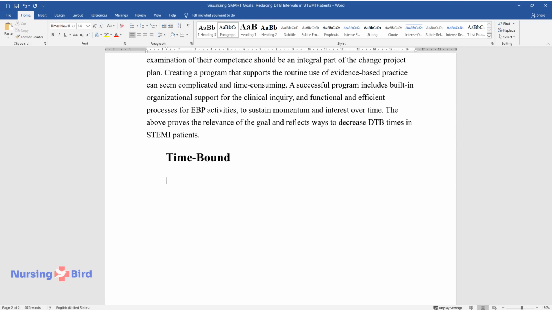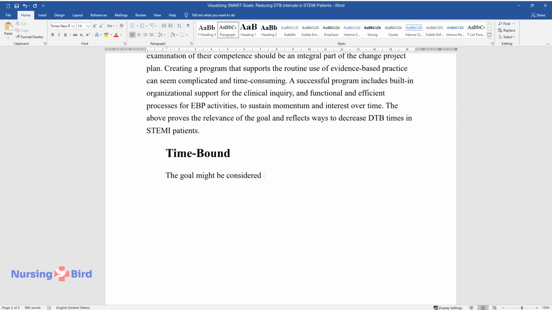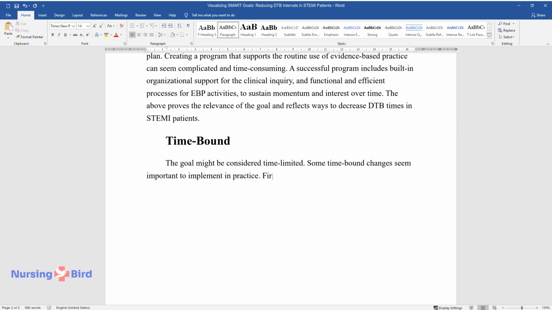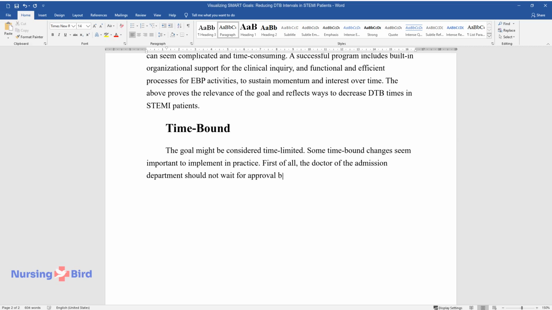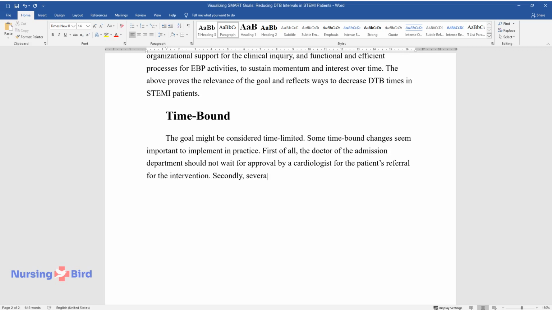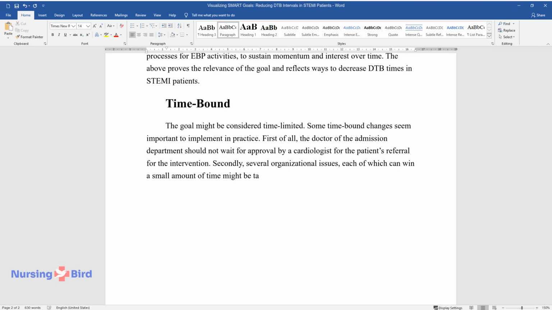Time-bound. The goal might be considered time-limited. Some time-bound changes seem important to implement in practice. First of all, the doctor of the admission department should not wait for approval by a cardiologist for the patient's referral for the intervention. Secondly, several organizational issues, each of which can win a small amount of time, might be taken into account.